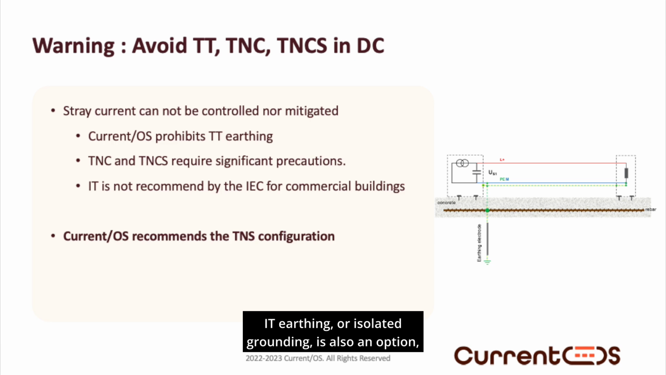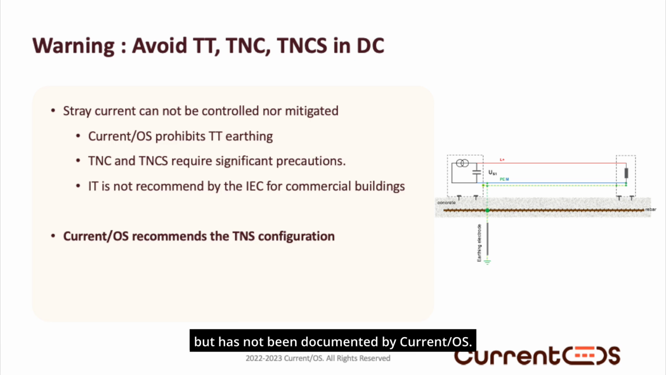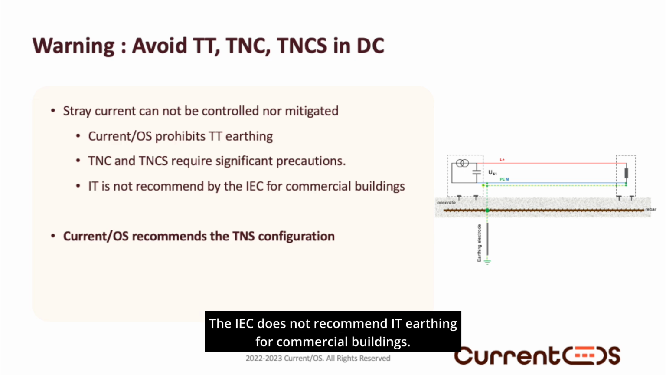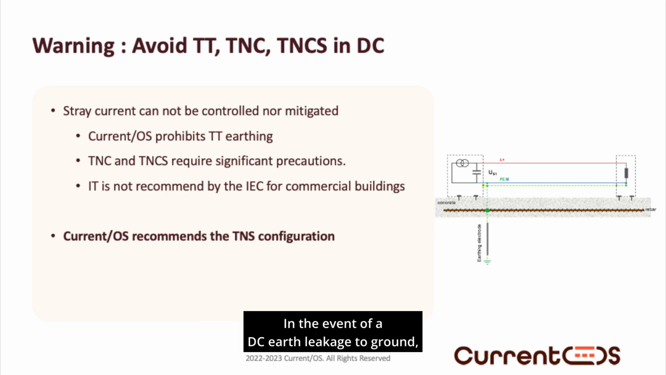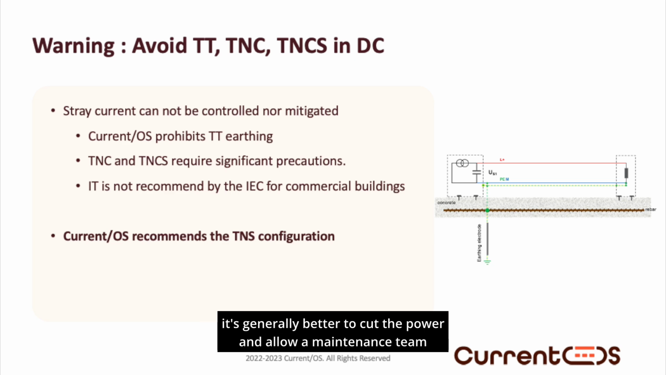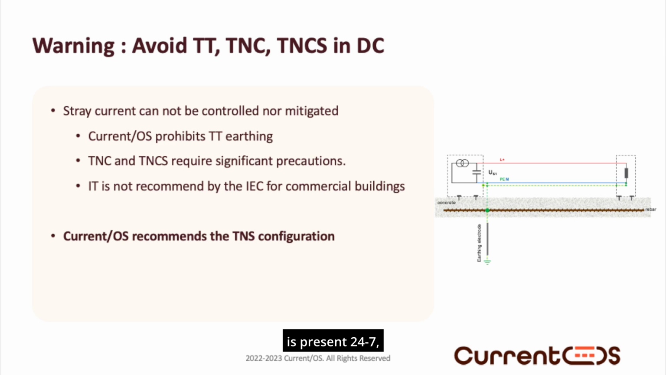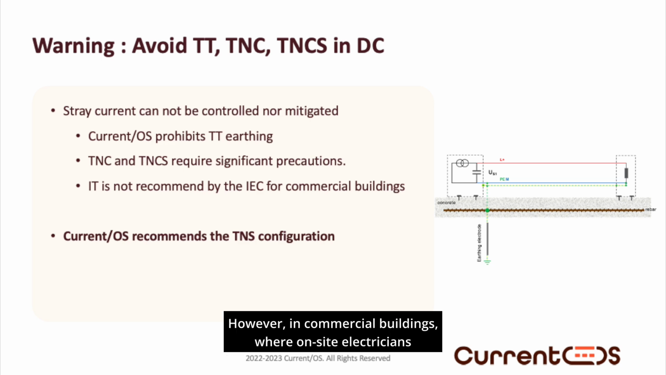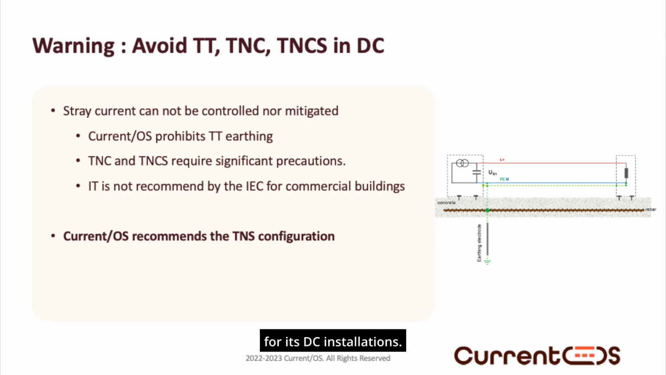IT earthing or isolated grounding is also an option but has not been documented by Current OS. The IEC does not recommend IT earthing for commercial buildings. In the event of a DC earth leakage to ground, it's generally better to cut the power and allow a maintenance team to address the issue. In industrial settings or hospitals, where uninterrupted energy availability is critical and a dedicated maintenance team is present 24/7, IT earthing may be suitable. However, in commercial buildings, where on-site electricians are not available around the clock or may lack the required expertise, TN-S is the simplest and most effective choice. That is why Current OS recommends the TN-S configuration for its DC installations.